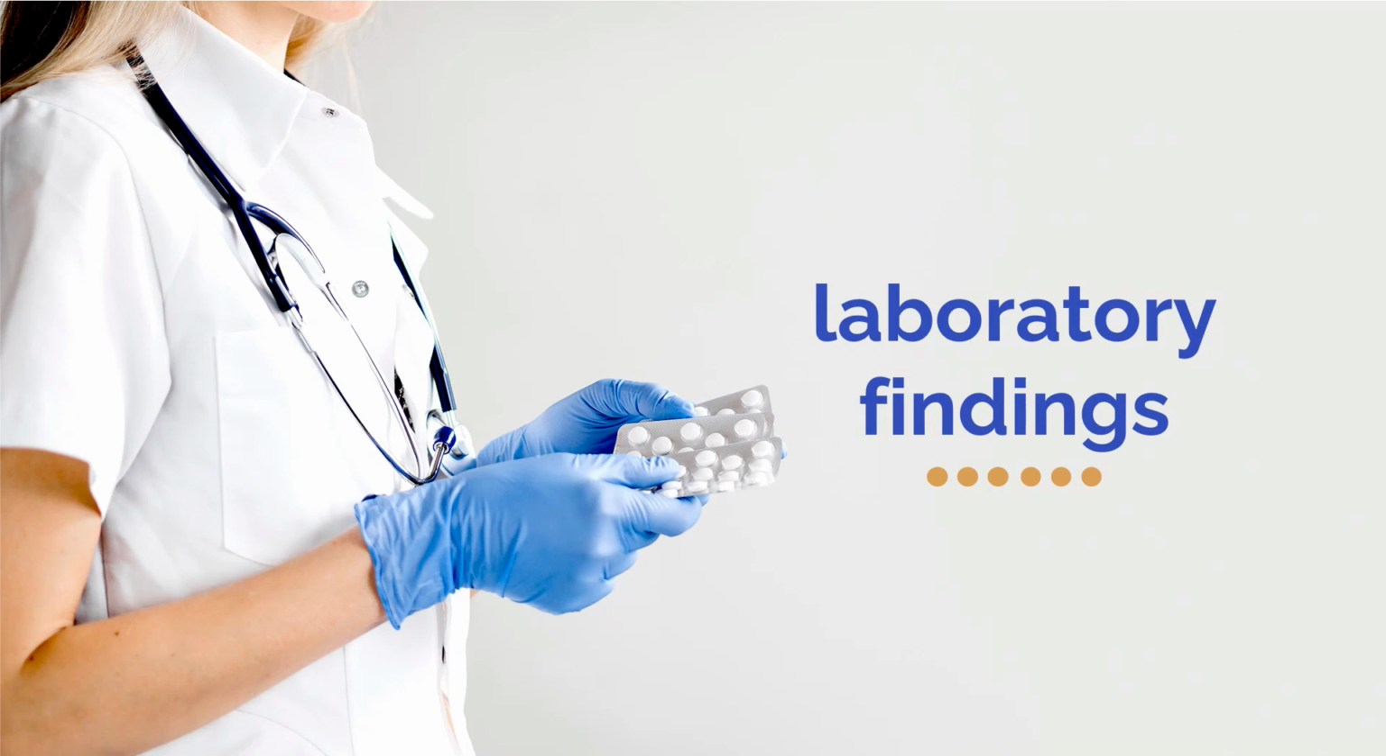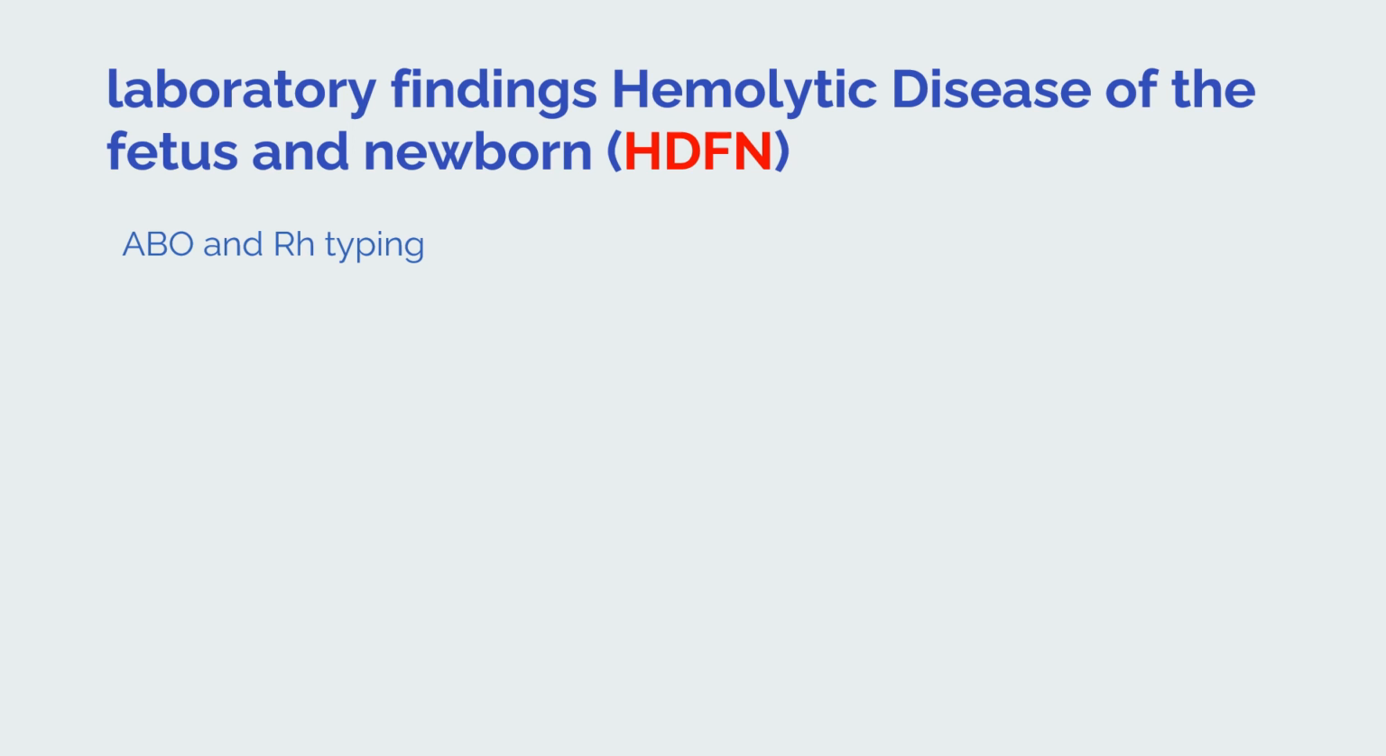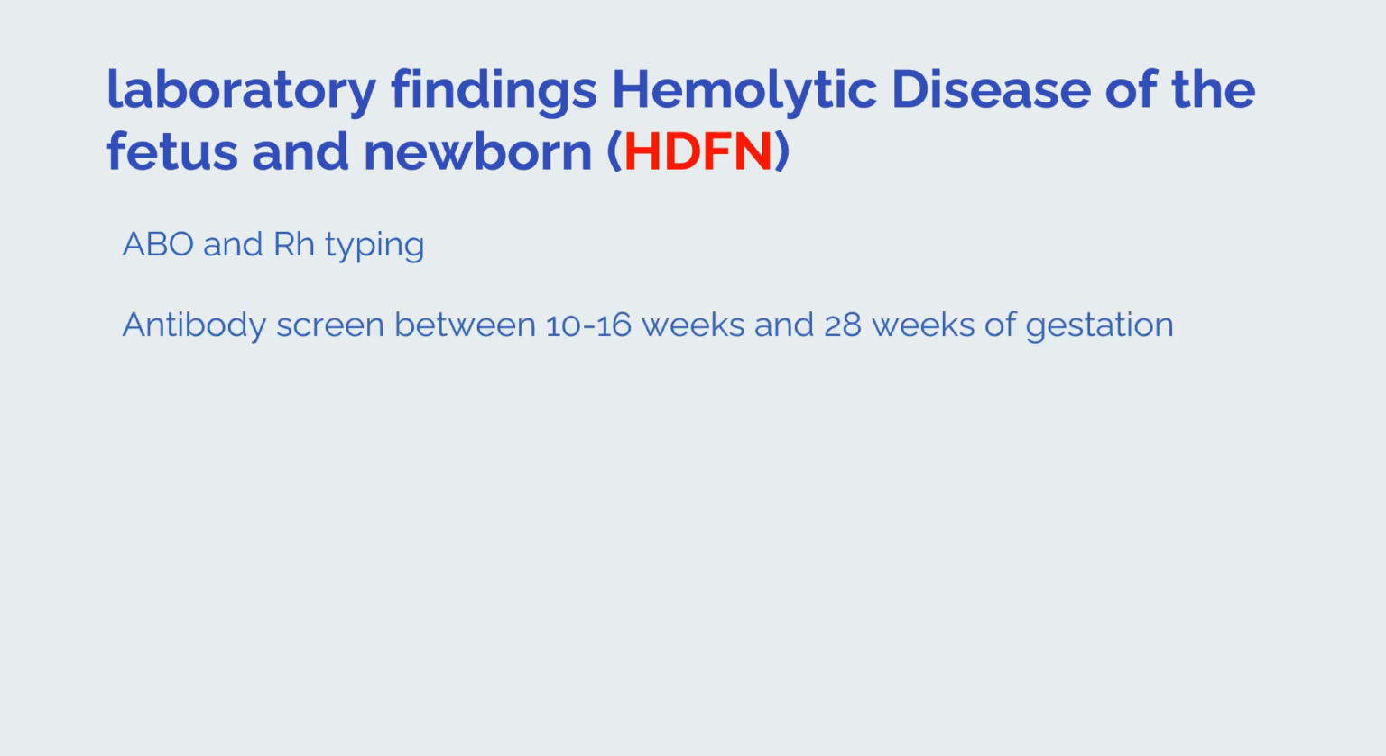Laboratory findings. In the context of hemolytic disease of the fetus and newborn, HDFN, various laboratory tests are conducted to assess the mother's antibody status and to evaluate the newborn for signs of hemolysis. During pregnancy, the mother's ABO and Rh typing, as well as an antibody screen, are typically performed between 10 and 16 weeks of gestation and again at 28 weeks of gestation.